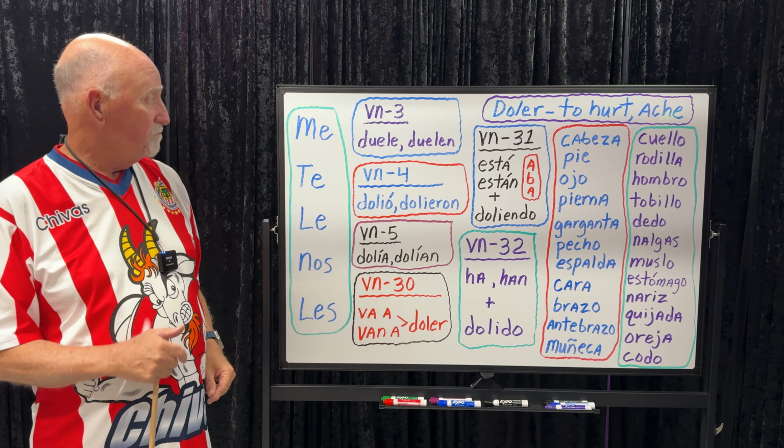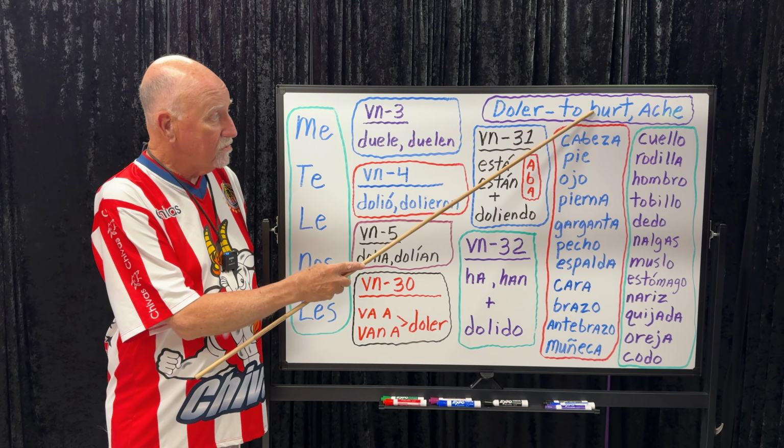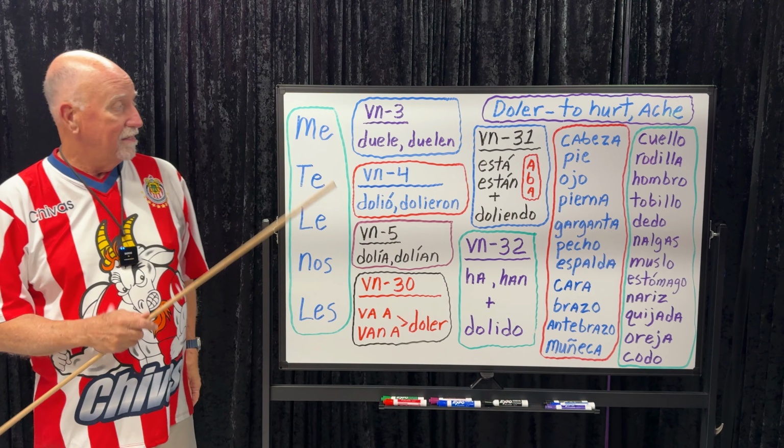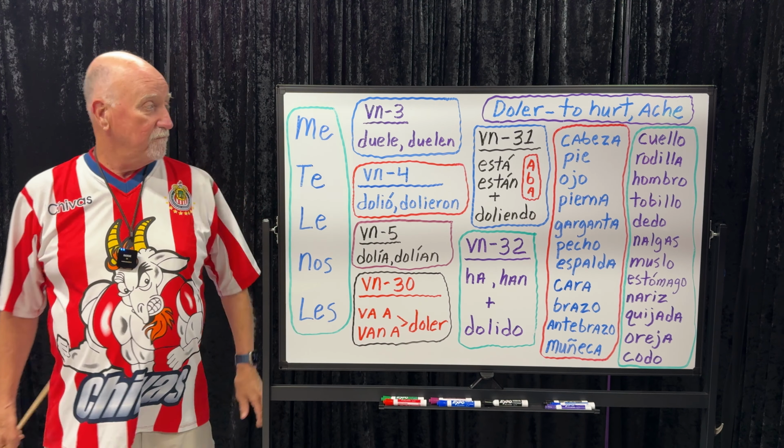Doler. It's an O to UE stem changing verb in the present tense and in the present subjunctive. Doler, to hurt or to ache. And guess what? It starts off with the pronoun me, te, le, nos, or les. Then we're going to select whichever verb form of doler we're going to use. And then the third and final part would be the body part. Okay? So are you ready to bust some clusters? Let's do some cluster busting right now.